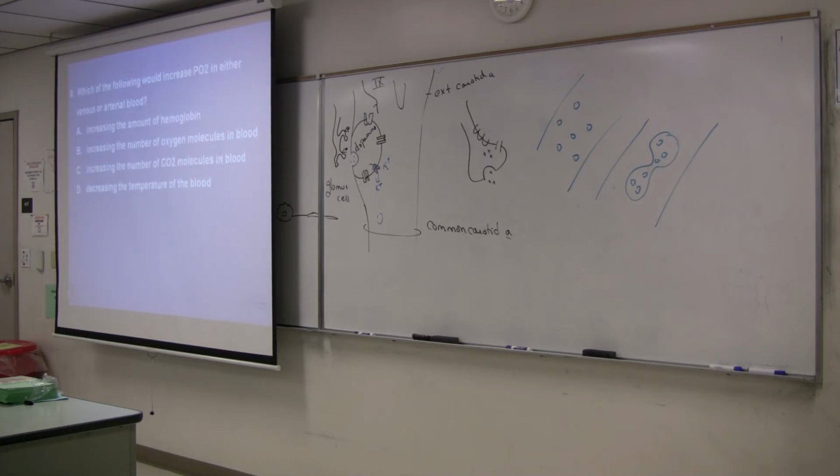So which of the following would increase PO2 in either venous or arterial blood? All right, increasing the amount of hemoglobin. Again, that will increase the amount of oxygen in the blood, but it won't change PO2. Okay? Just like that diagram I showed you over there. Adding a red blood cell.